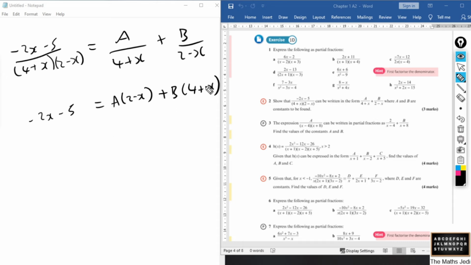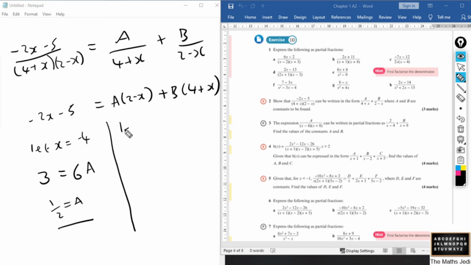Then we're going to use substitution, so it'd be sensible to use a value of x here that makes this bracket 0. So I'm going to use the value x equals minus 4. So if I do that, I've got minus 2 lots of minus 4, so that's positive 8. 8 minus 5 is 3. And then 2 minus minus 4 is 6. So that's 6a. And this bracket obviously will be 0, so this will disappear. And that gives me the value of a as a half.